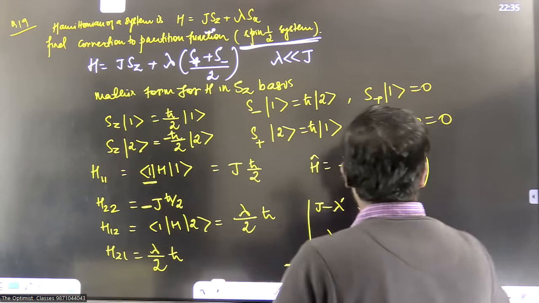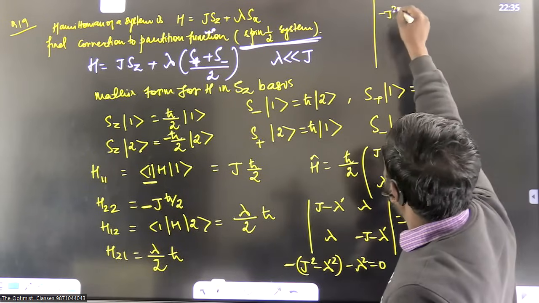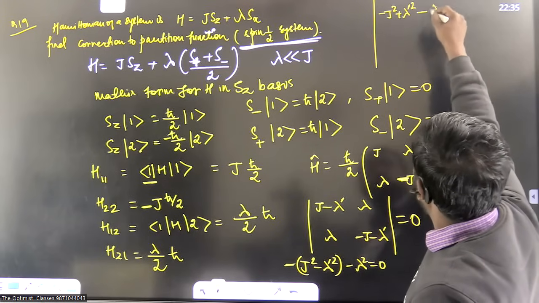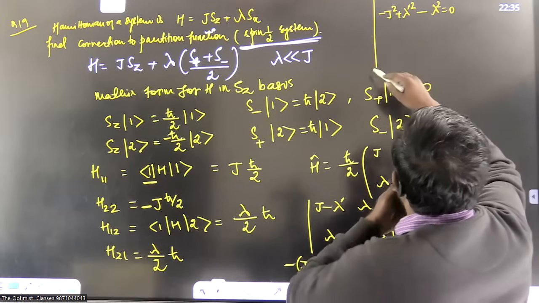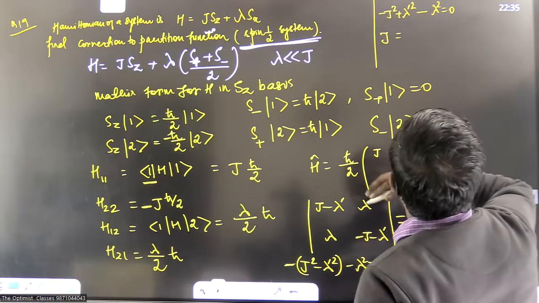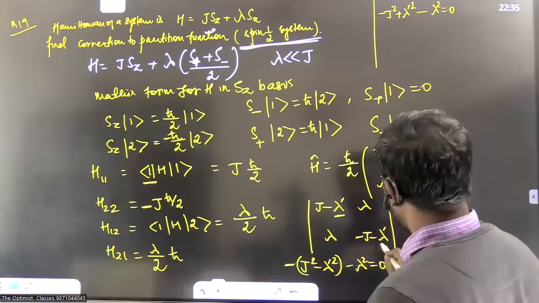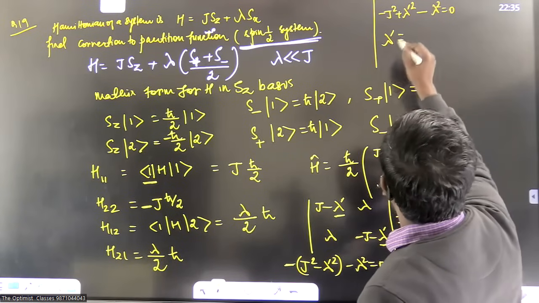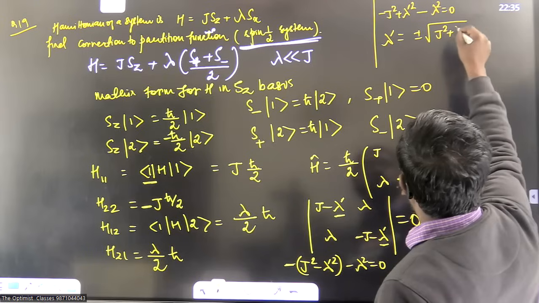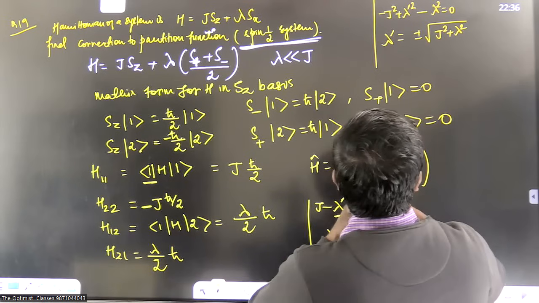Okay, so from here, if we do the calculation, we get minus J square plus lambda primed square minus lambda square is equal to 0. So here we are getting, sorry, lambda we want to calculate. Lambda is the eigenvalue here. So lambda primed, you calculate from here, you get plus minus root under J square plus lambda square. So there we have got 2 eigenvalues, plus minus root of J square plus lambda square.